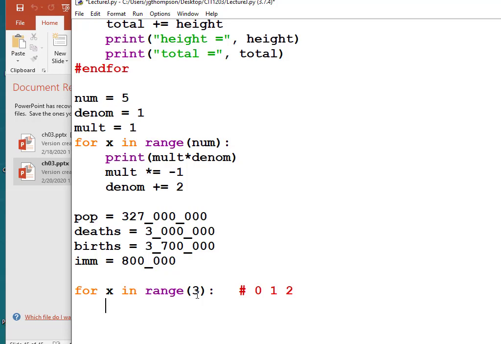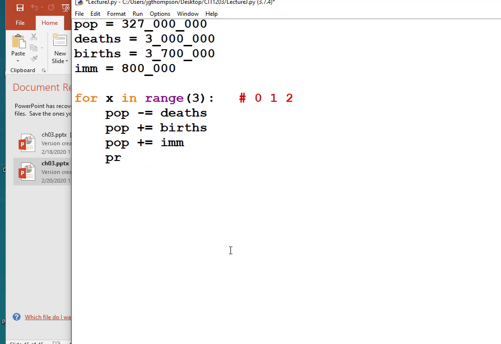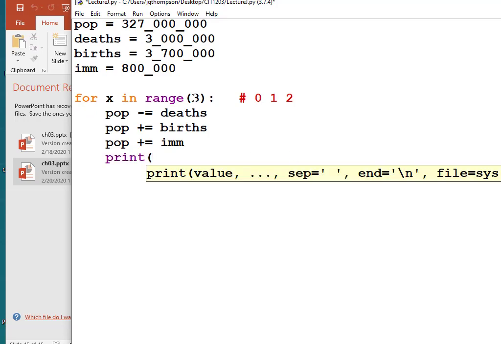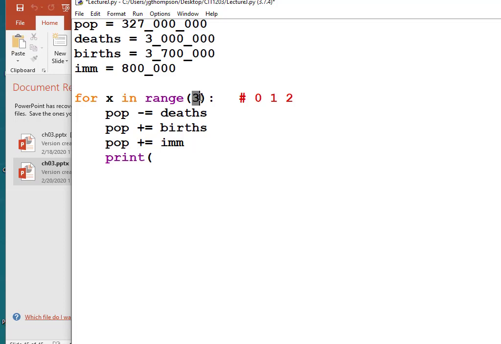So each year, we need to subtract the number of deaths, add the number of births, and add the number of immigrants. So population minus equals the number of deaths, population plus equals the number of births, and population plus equals the number of immigrants. Then let's print the result. I can think of a reason to go from 1 to 4, so we could put in our answer after 1 year, after 2 years, after 3 years, rather than after 0 years. So I'm going to make that 1, 4, 1, to count 1, 2, and 3.